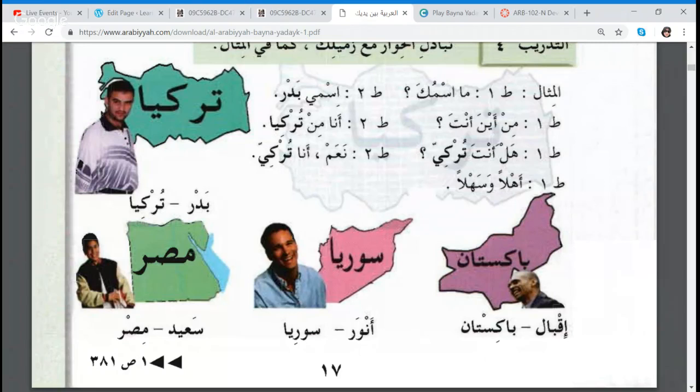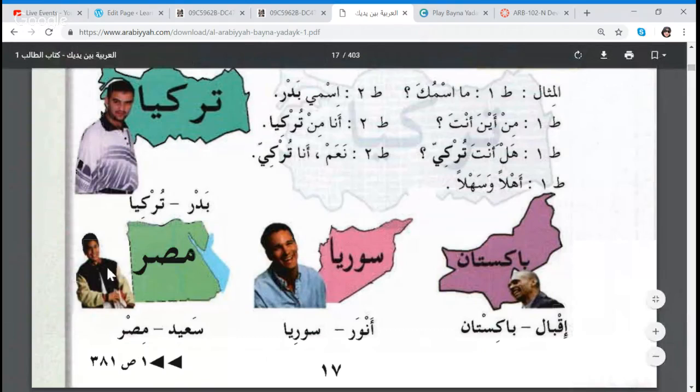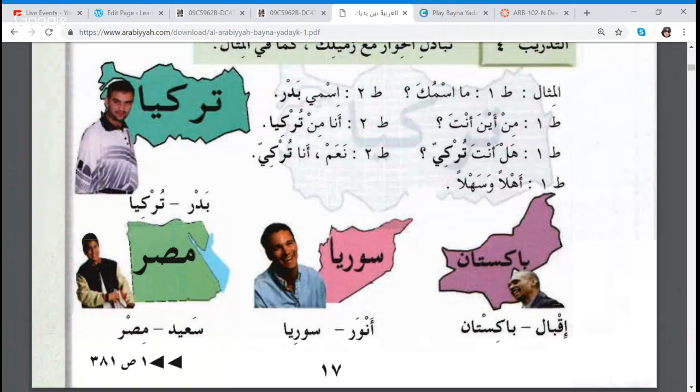Next one. Ma ismuka? Ismi Said. Min aina anta? Ana min Misr. Hal anta Saudi? Oh, his name is Saeed. Yes. The country is Misr. Okay. Hal anta Misri? Misri. Good. Yes. Hal anta Misri? Naam, ana Misri. Ahlan wa sahlan. Very good.